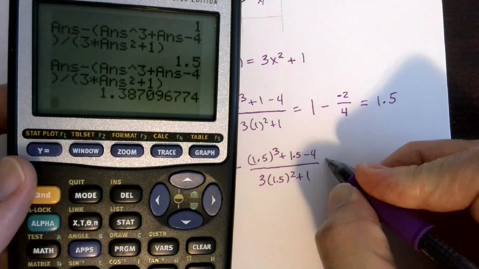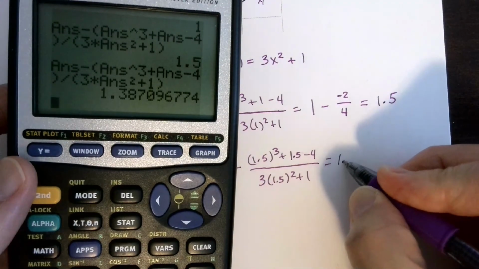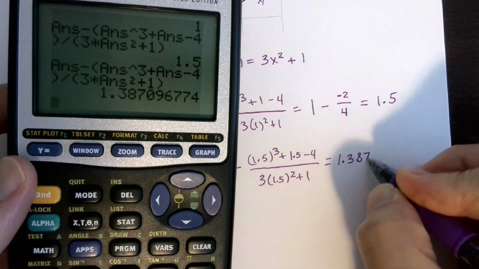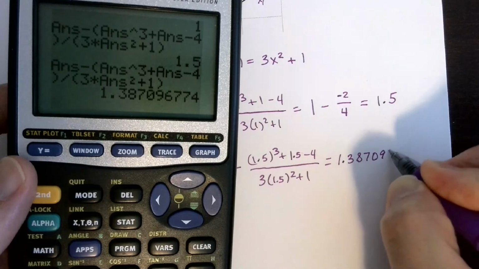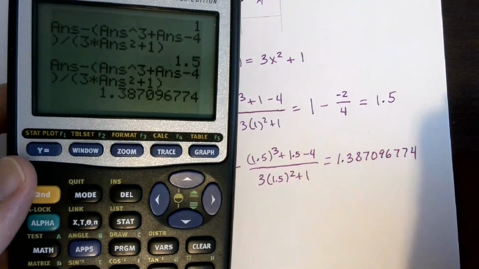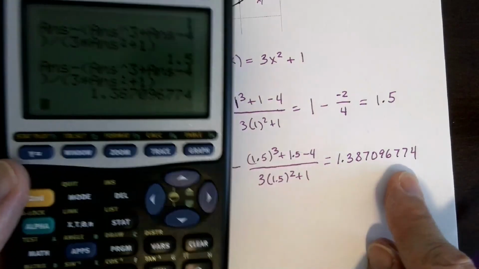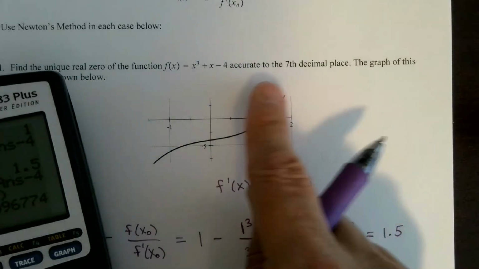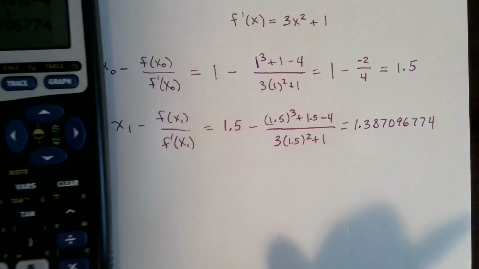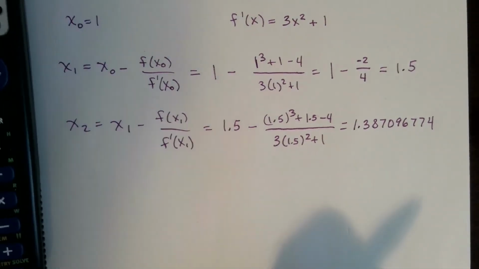Again, it's an approximation, but I'll just say 1.387096774. Do I have to write all that out? Well, it depends on how far you want to go. Remember, we want to go to 7 decimal places. So we've got to see when we have honed in, if you will, on that solution.